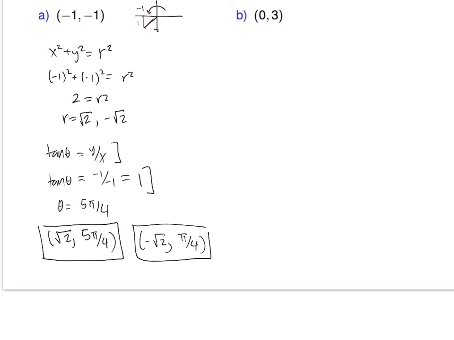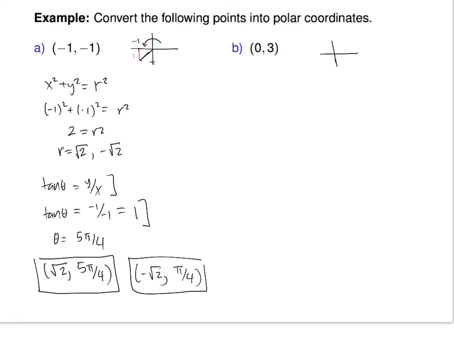Oh man, (0, 3). This one you can do without having to use those formulas. You go over nothing and up 3, right? So what distance is your r? 3. What angle is your theta? Pi over 2. So one point is positive 3, positive pi over 2.